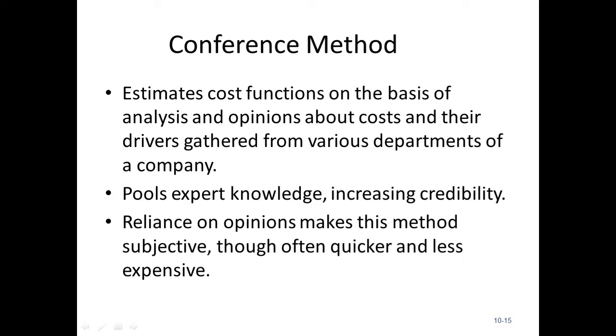The second method is the conference method. These methods differ in how expensive they are to implement, the assumptions they make, and the information they provide about the accuracy of the estimated cost function. Some of the characteristics of the conference method are that it estimates cost functions on the basis of analysis and opinions about cost and their drivers gathered from various departments of the company. The conference method pools expert knowledge, increasing credibility, and it relies on opinions, making the method subjective, though often quicker and less expensive.